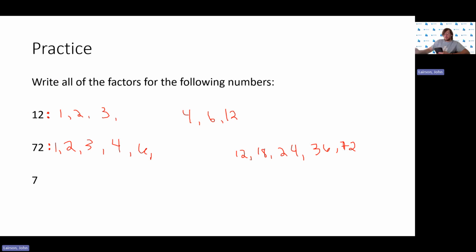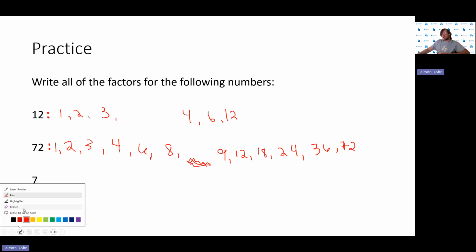72 divided by 8 is 9. That sounds good to me because 8 and 9 are factors. And that means there's nothing left to check in between here, right? There are no whole numbers between 8 and 9. So we're done. These are all the factors.